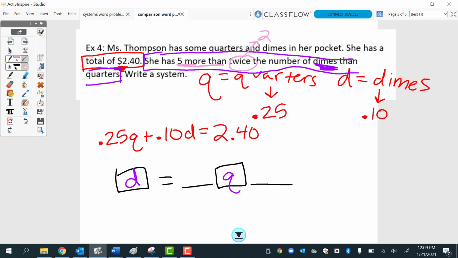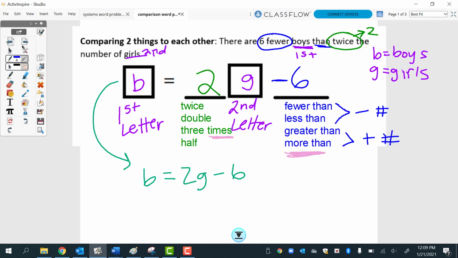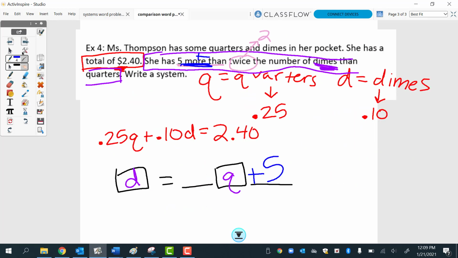So my 5 is an after number. So 5. And more than means it was a plus. I'm going to put plus 5. My 2, twice. We read twice is right there. So that should go in front. Just like the first example. Twice goes in the front.